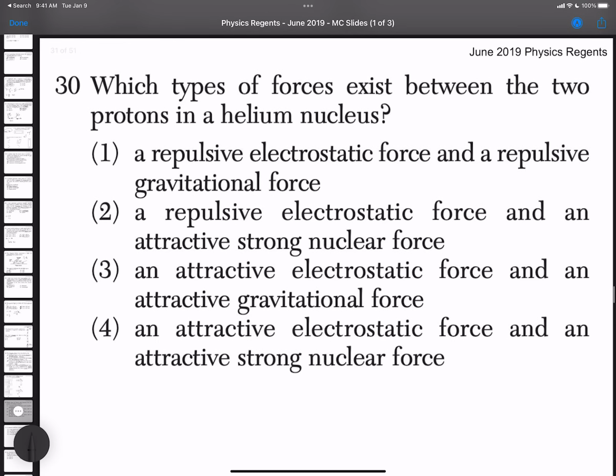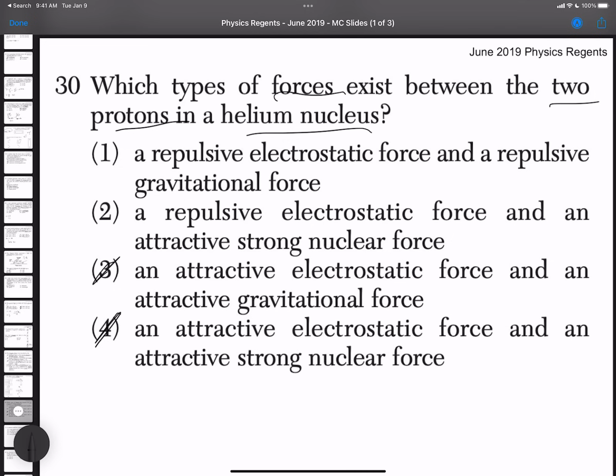All right, next. Which types of forces exist between the 2 protons in a helium nucleus? So first, we know that there will be an electrostatic force because protons are charged. And because they have identical charge, we expect that force to be repulsive. And so we can eliminate answer choice 3 and answer choice 4.